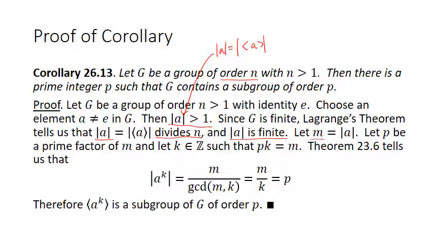So we're going to call the order of a by the name m. Let p be a prime factor of m, and then let k be the integer such that pk equals m. If p divides m, then of course we're guaranteed that such an integer must exist. That's the definition of divisibility. Then there was this previous theorem back in Investigation 23, theorem 23.6, and that tells us that the order of a raised to the k, the number of elements in the cyclic subgroup generated by a to the k, is given by this formula right here.